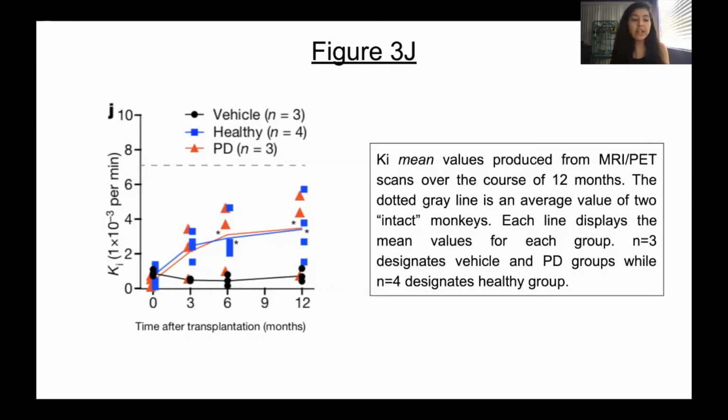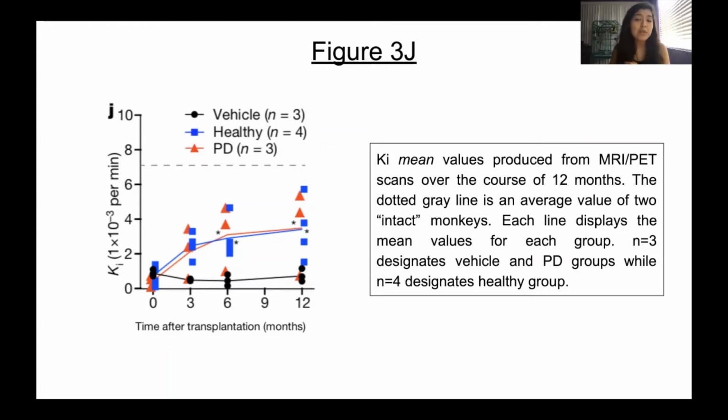In our next figure, 3J, the information displayed by the visual scans was then used to create KI values, which is the average influx of dopamine into the brain's putamen. So these mean values are shown for every designated group in the study, and these were shown over the course of 12 months. The gray dotted line represents an average KI value of 2 intact monkeys.